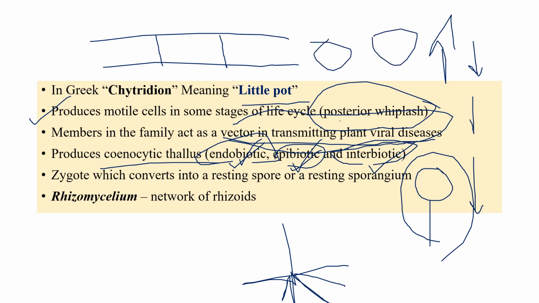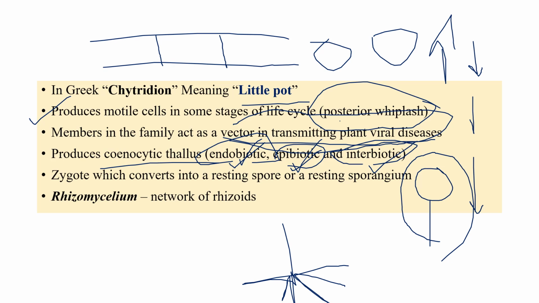Generally, interbiotic means through rhizomycelium, or the connection through the network of rhizoids, it will connect one host to another host. Let me say it once again. It will produce a cenocytic thallus, which is of three types. Endobiotic means the thallus grows inside. Epibiotic means the thallus grows outside, but it will send the rhizoids inside. Interbiotic means it helps as an attachment to many hosts through this rhizomycelium.